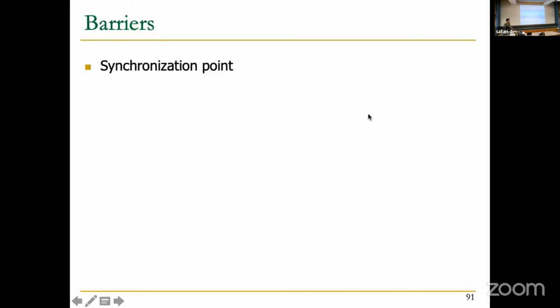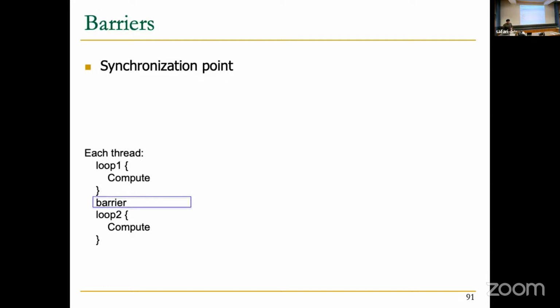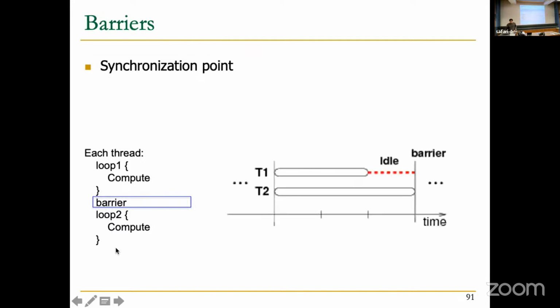The other thing we're going to look at are barriers. These are synchronization points for multiple threads to stop at before the next part of the computation can start. So here, for example, we have multiple threads executing compute loop 1, and then they all have to finish before they can start executing compute loop 2.